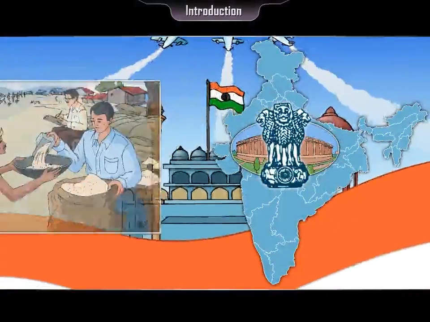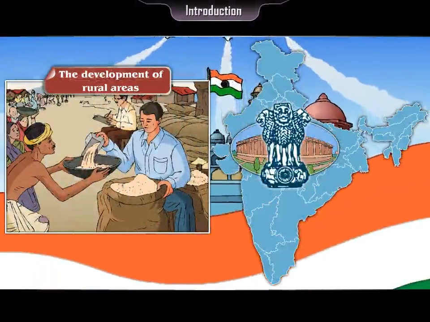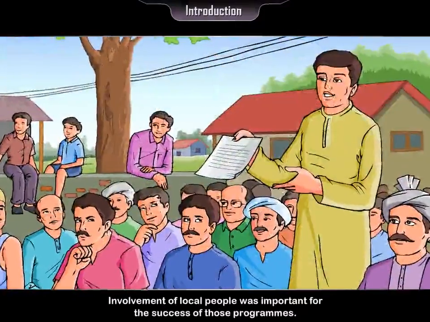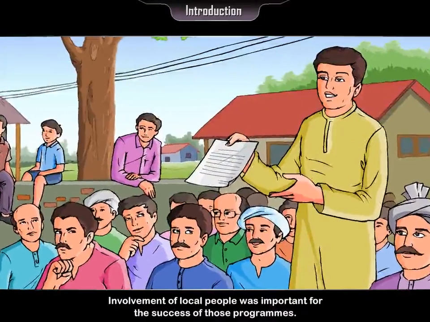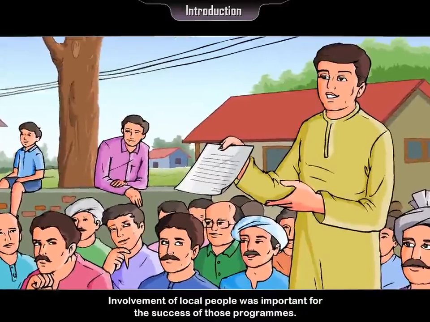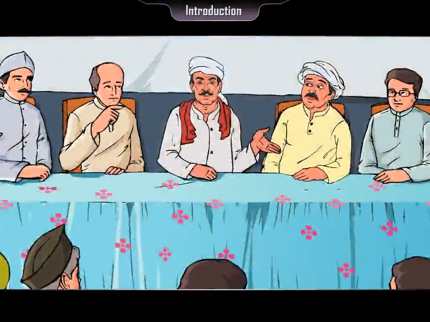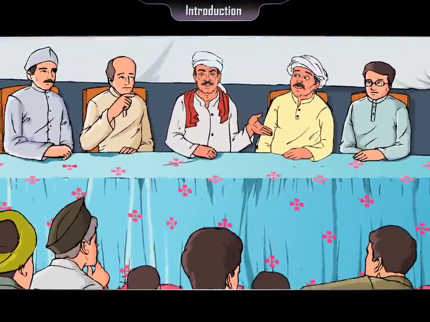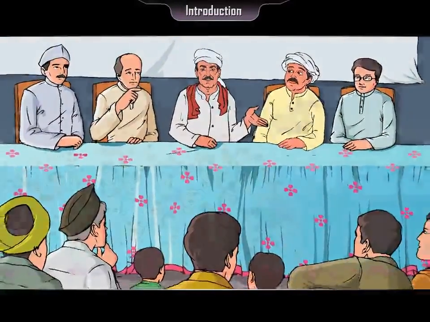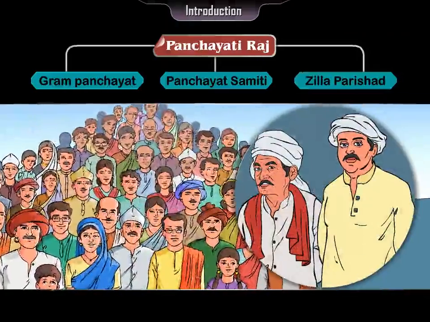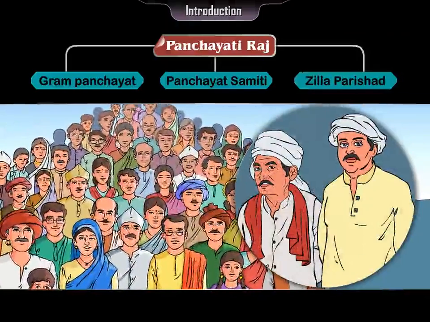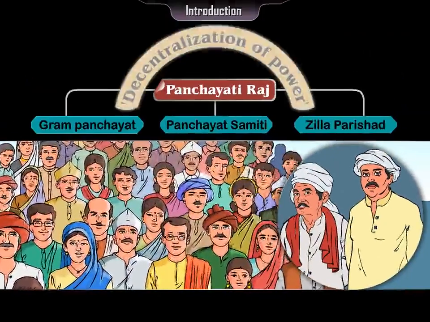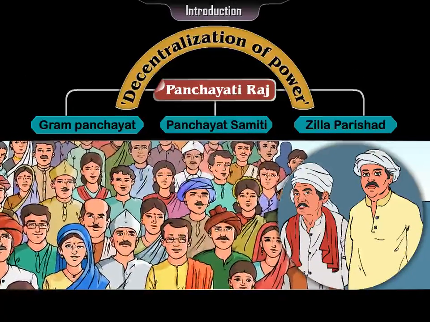After independence, many schemes were launched for the development of rural areas. Involvement of local people was important for the success of these programs. To ensure this, affairs at the local level were entrusted to the local representatives. The process of giving power of local governance to the people in that area is known as decentralization of power.